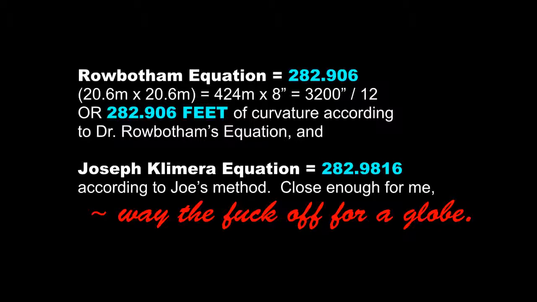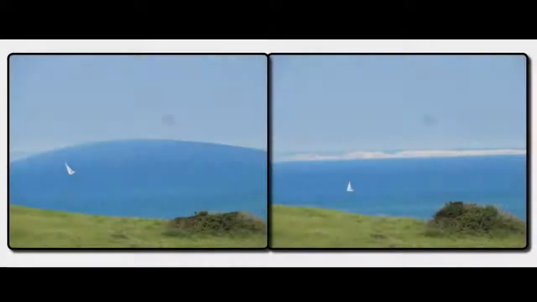Now, to give you a little bit of example of sailboats, their masts are usually about 30 feet tall, give or take, so that'll give you some idea of how tall the water is in that example with the schooner visible. Here's a good image of the arc of water, 282.9816 feet tall, question mark. Looks like a flat plane to me.